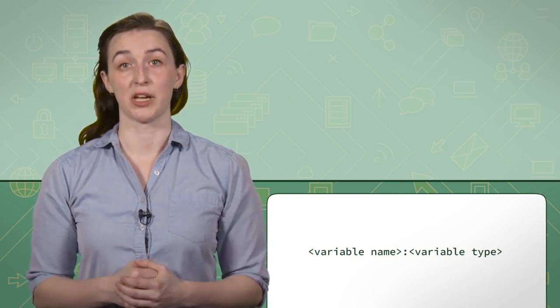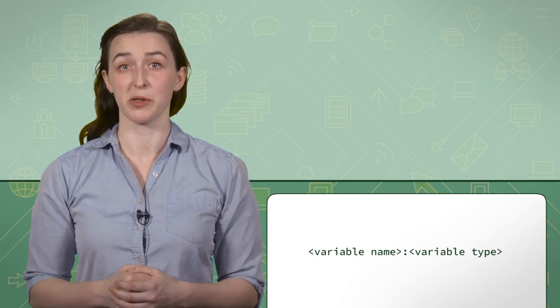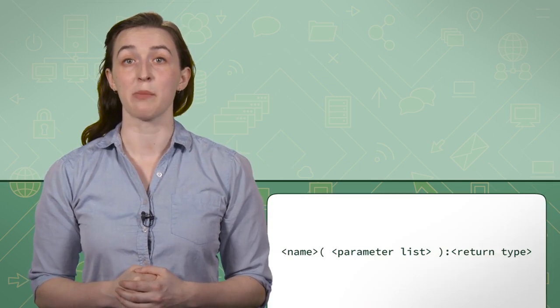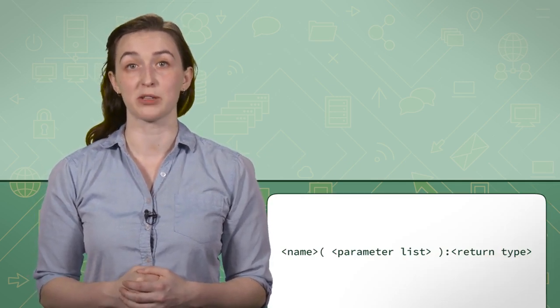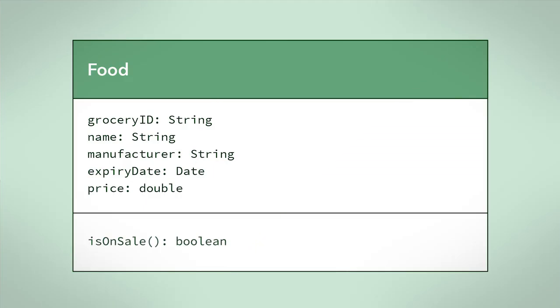Variable types, much like in Java, can be classes or primitive types. Operations, which are equivalent to Java's methods, are mainly composed of the operation name, parameter list, and return type. For example, a food object could have a method to return if it is on sale or not. To show this, we write a method called isOnSale.